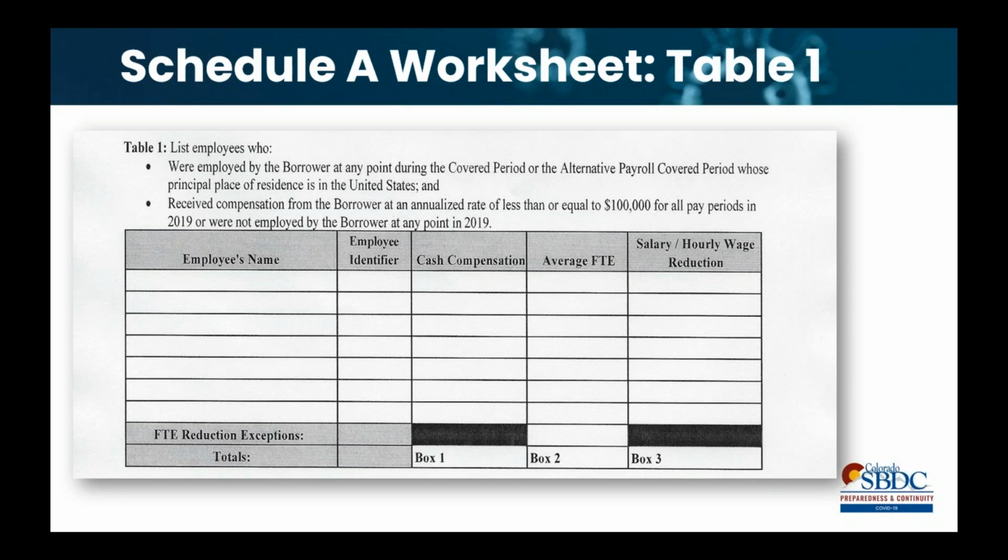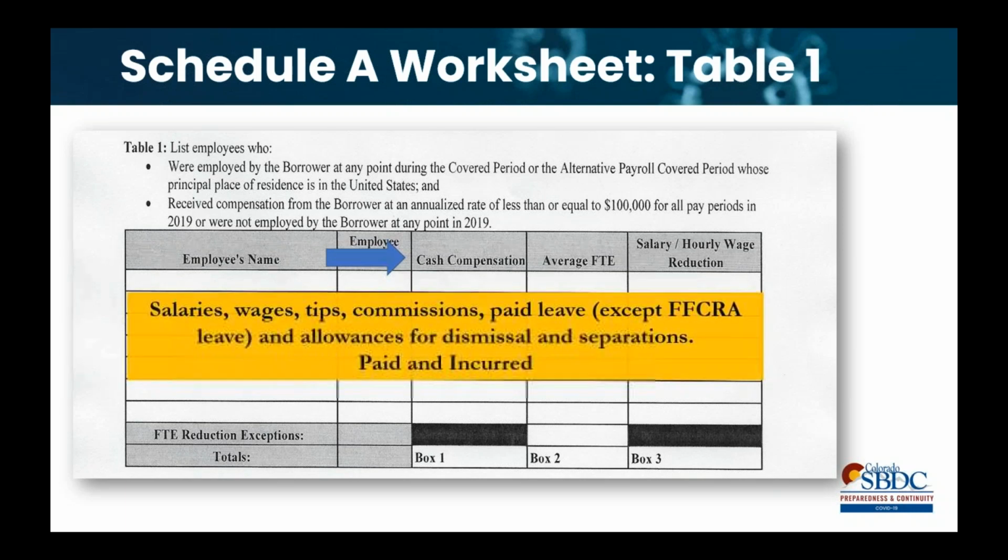Continuing with Table 1, first, list the name of each employee who worked during the covered period. Next, list the employee identifier, which will be the last 4 digits of the employee's Social Security number. Next, you will list cash compensation for each employee during the covered period. Remember, in this table, we are listing only employees making less than $100,000 per year and no owner employees. They will come later.